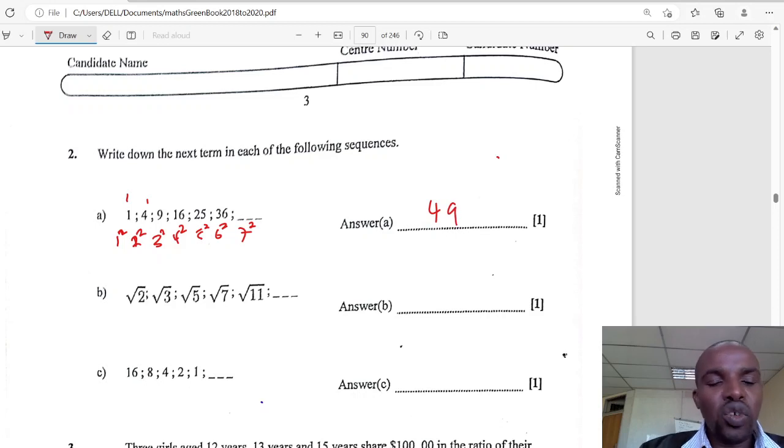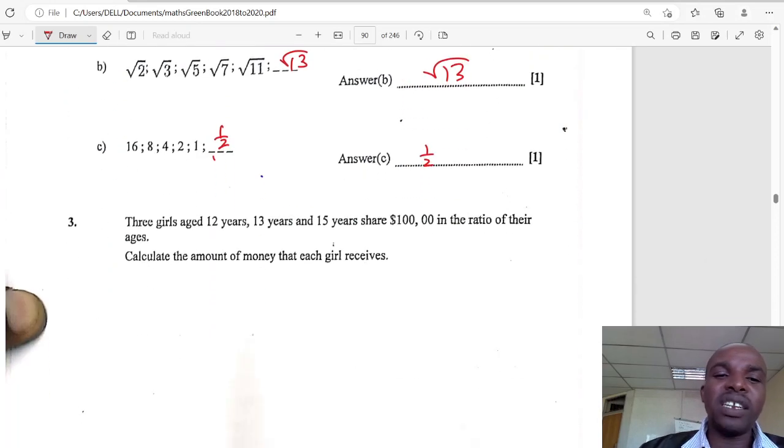Then on part B, root 2, 3, 5, 7, and 11. Right, these are prime numbers. So which means the next prime number is 13. So it's root 13, done. Then the next one, to get the second from the first, we're dividing by 2. So it's a half, or you can say 0.5, done.